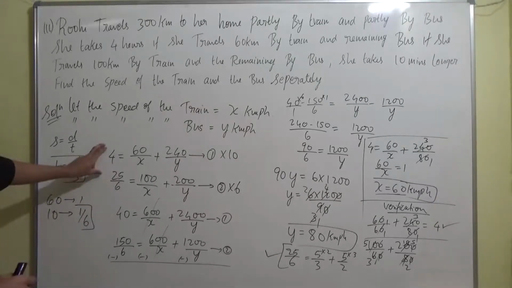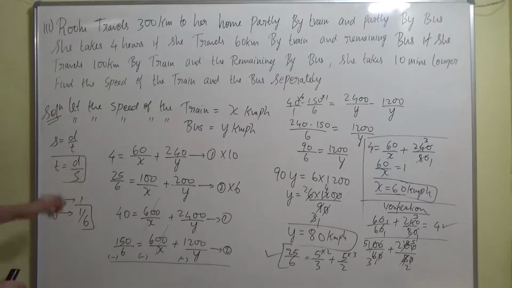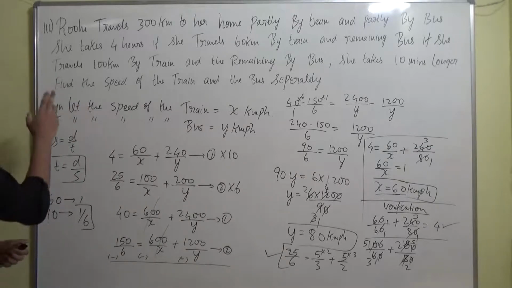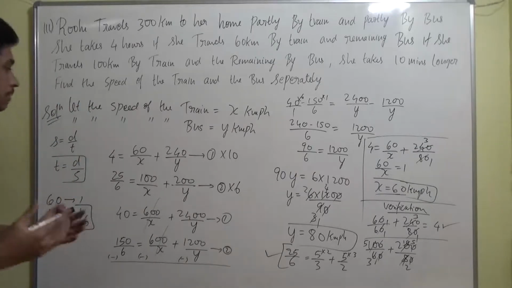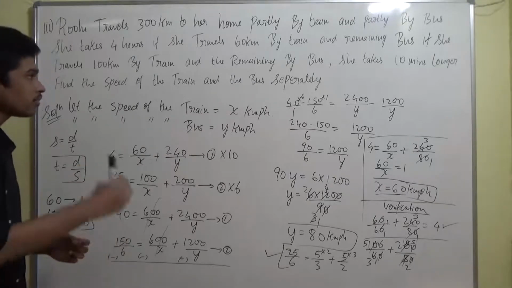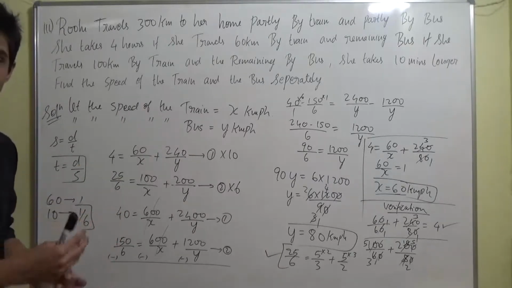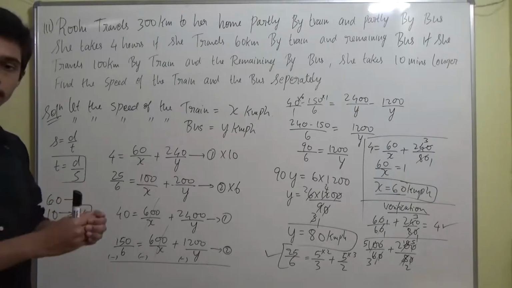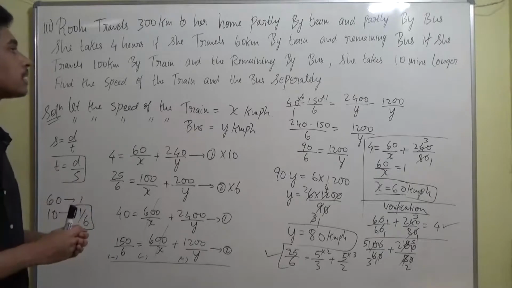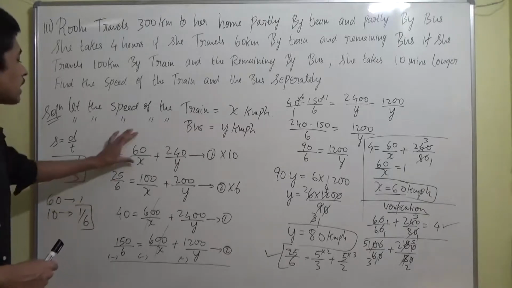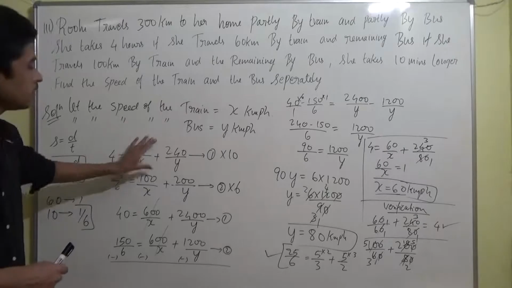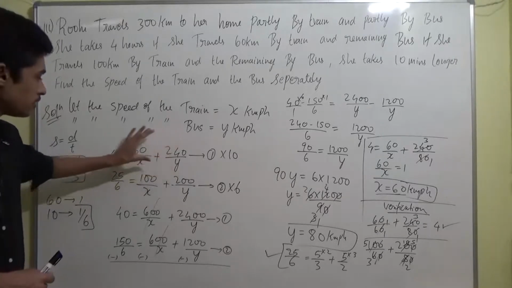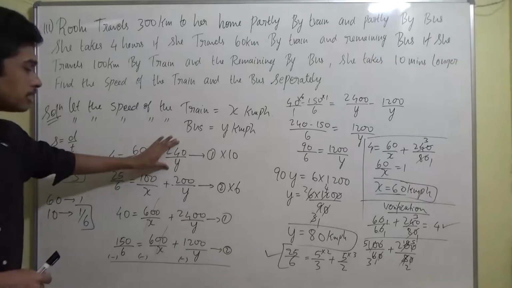And then we formulated these equations by using what? By using the physics formula, which is speed equal to distance by time. Therefore time equal to distance by speed, and the traveler, that is Ruhi, travels in two vehicles. One is the train and one is the bus. The sum of the time she traveled in the bus plus the time she traveled in the train together gives the total time, that is 4 hours.